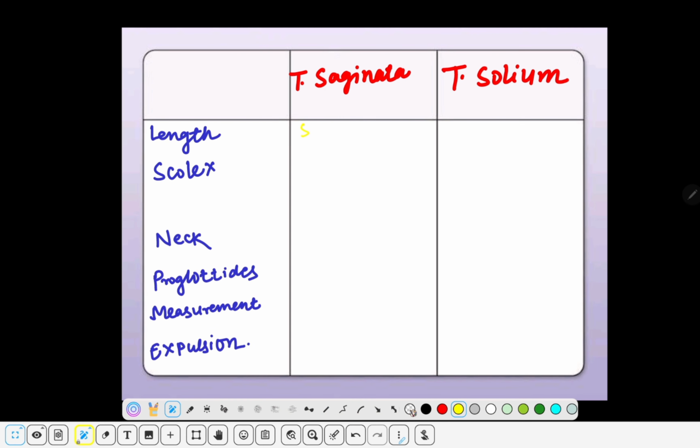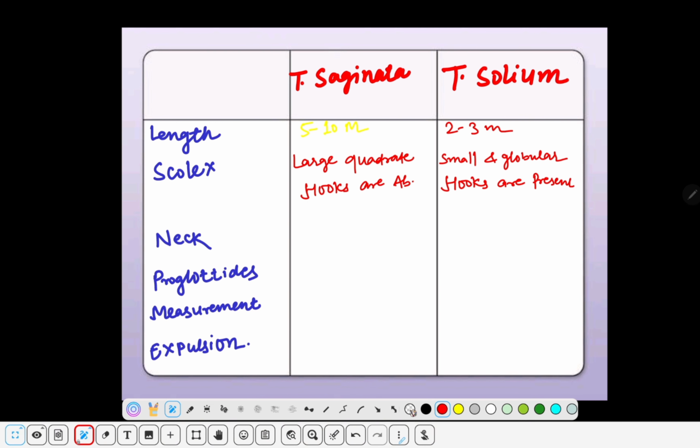Talking about the differences, at first we will look at the length. Length will be 5 to 10 meters in Taenia saginata, and 2 to 3 meters in Taenia solium. The scolex will be large and quadrate in Taenia saginata, and small and globular in Taenia solium. Hooks are absent in Taenia saginata, and hooks are present in Taenia solium.